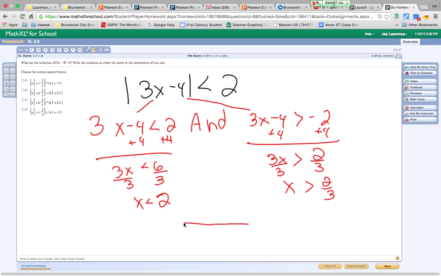So on a number line, I'd have the 2/3 here, right? And I'd have the 2 here. They're going to be open points. And I'm going to shade between. That's an intersection. So, I know it can't be B or D because those are unions.